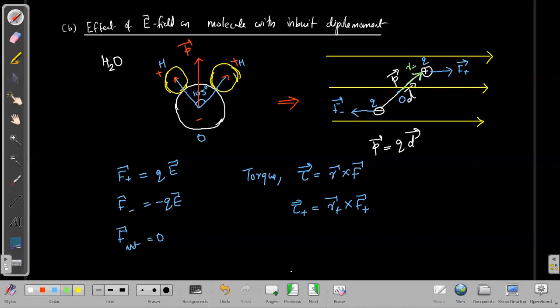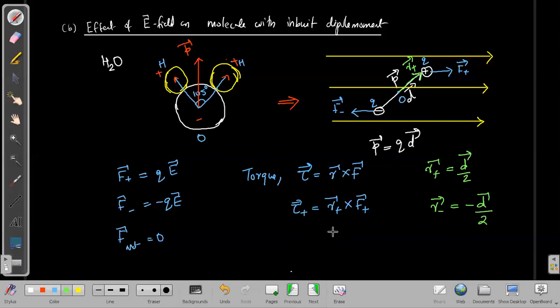So this is your R plus, the vector connecting from O to the positive charge is R plus. Its length is d by 2, and the direction is along vector d. So R plus is vector d by 2. Similarly, what would be R minus? R minus is opposite to the direction of vector d. So this is minus vector d by 2.